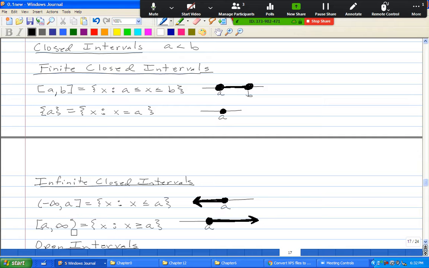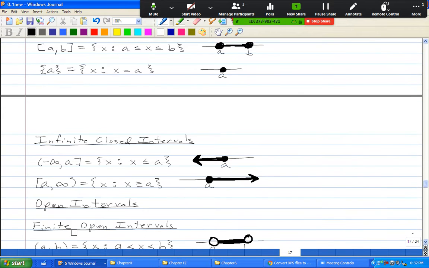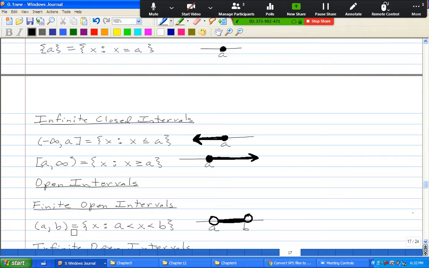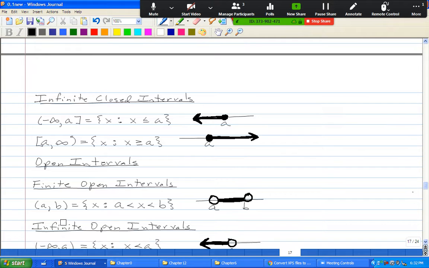The open intervals. First, let's look at the finite open intervals. The set of all numbers between A and B, which includes neither A nor B. So the set of all x between A and B is denoted by parentheses A, comma B.